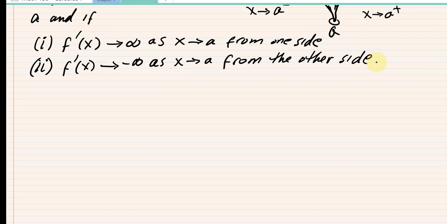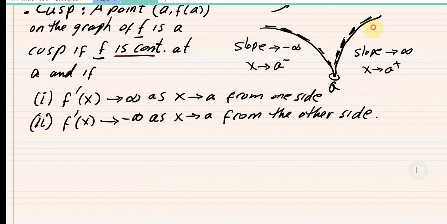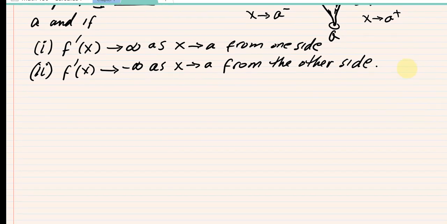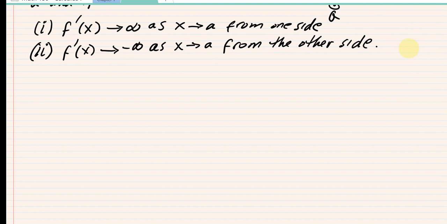So again, the slope here is positive and the slope here is negative. So we have the slopes coming in from different sides. Now let's take a look at the right and left hand derivatives.